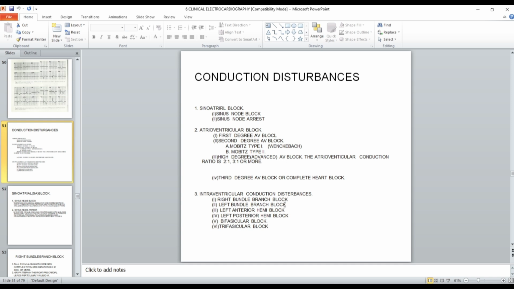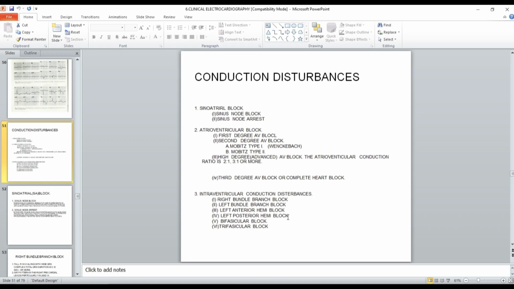Left bundle branch block, again the timing will be more than 0.12 seconds, and there will be deep and wide S in V1 and tall and wide R in V6. Left anterior hemiblock, that is, the anterior branch of the left bundle is affected. In this, there will be left axis deviation and there will be small q in V1 and small r in V3. The timing of the QRS complex will be normal.